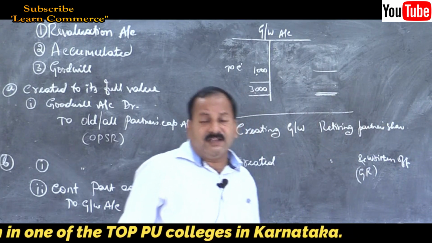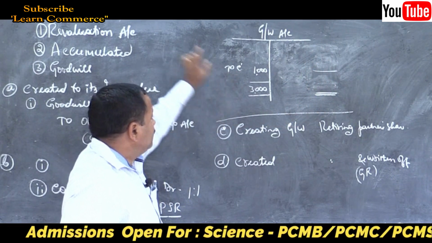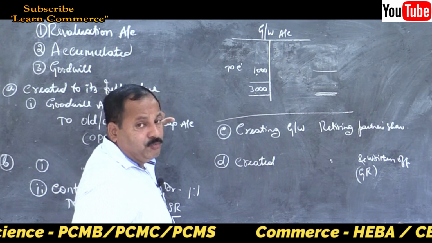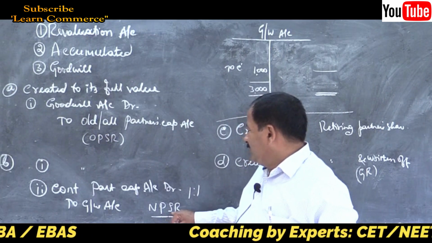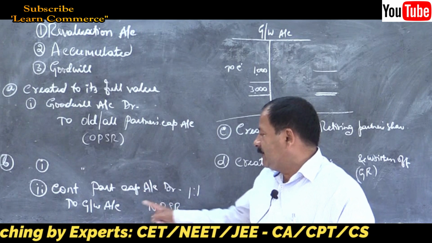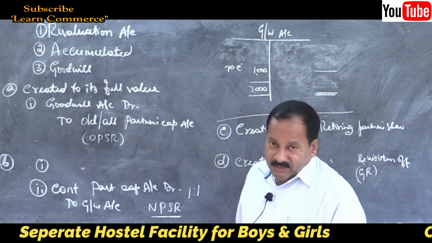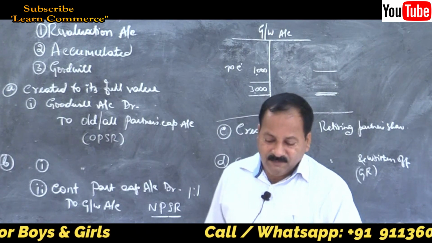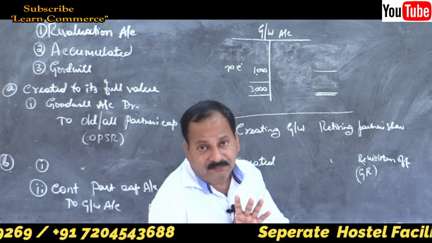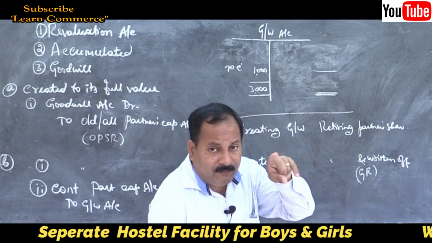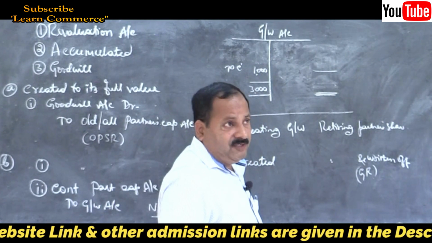So when goodwill is created to its full value, here 3000 rupees being created, as in the earlier case under method 1 and 2. Under method 2, when we write off the goodwill, we used to follow the new profit sharing ratio, continuing partners' capital account debited to goodwill account, with the new ratio. Am I correct? But here, when goodwill is created to the extent of retiring partner's share only, then it should be written off by debiting continuing partners' capital account in their gain ratio.